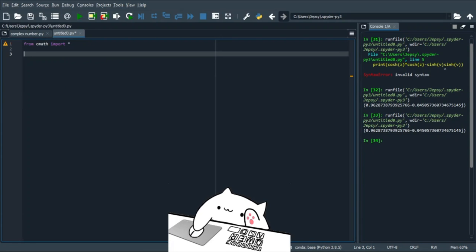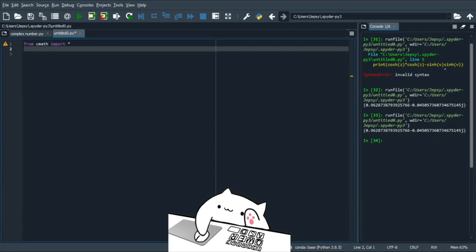Okay, next we're going to have another problem. This one we're going to deal with the arc or the inverse. So we have here the inverse or the arc sine of 2 minus j3. So your z is equal to 2 minus 3j.